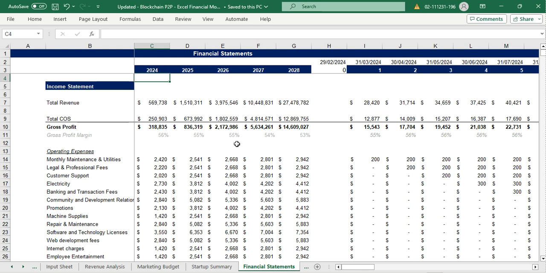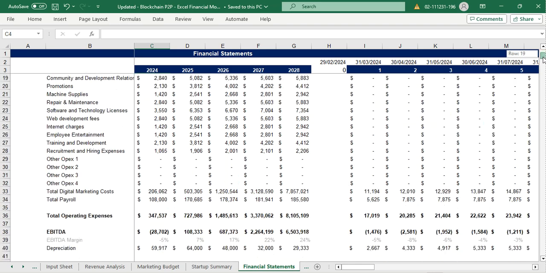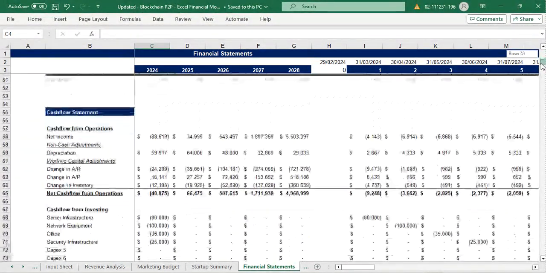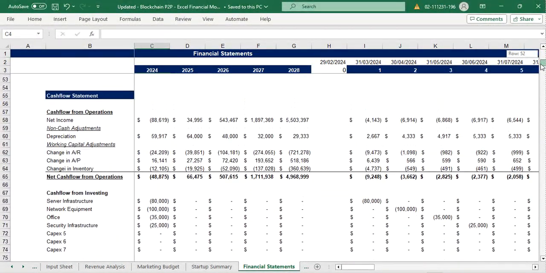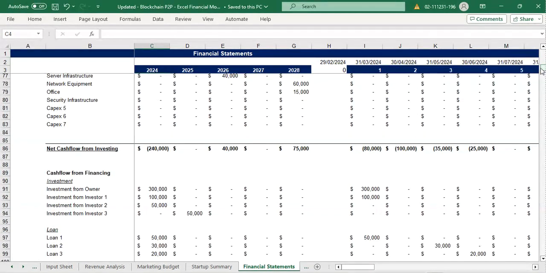Moving on from the startup summary we have financial statements. Financial statements contain income statement which shows the total revenue, total cost of goods sold, total gross profit and our net income. Next up in financial statements we have the cash flow statement which shows the cash flow from operations, the cash flow from investing activities and cash flow from financing activities.